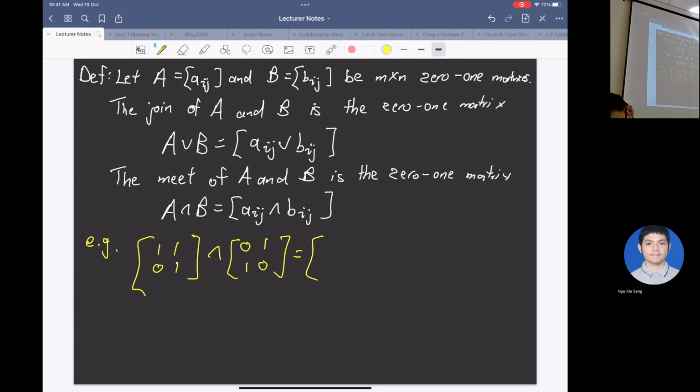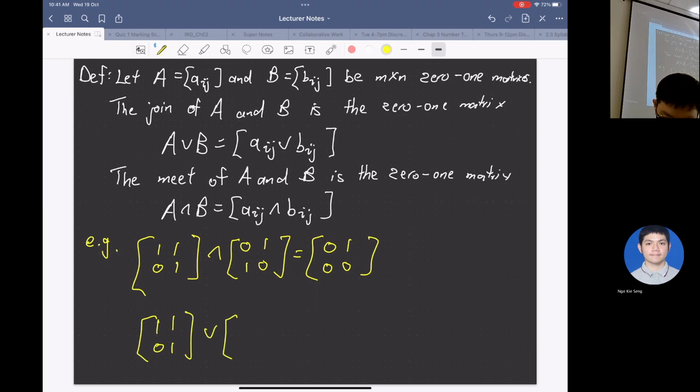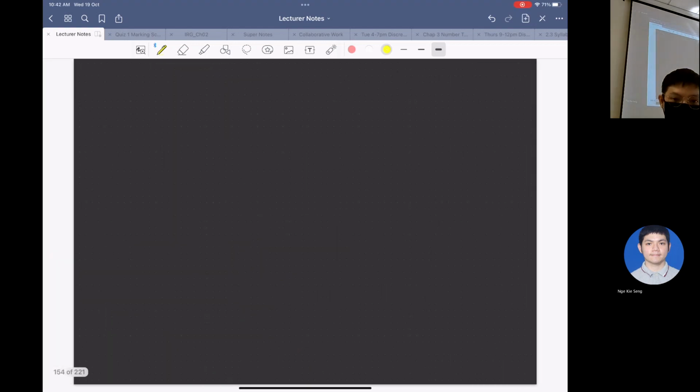What do you get? For the first entry, 0, 1, 0, 0. Okay. How about take the join, sorry. 1, 1, 1, 1. Okay, good. So you have plus, you have multiply, just these two. And then we can define the Boolean product.